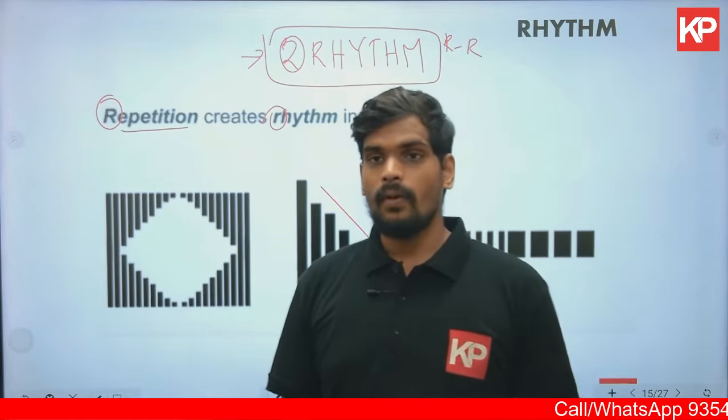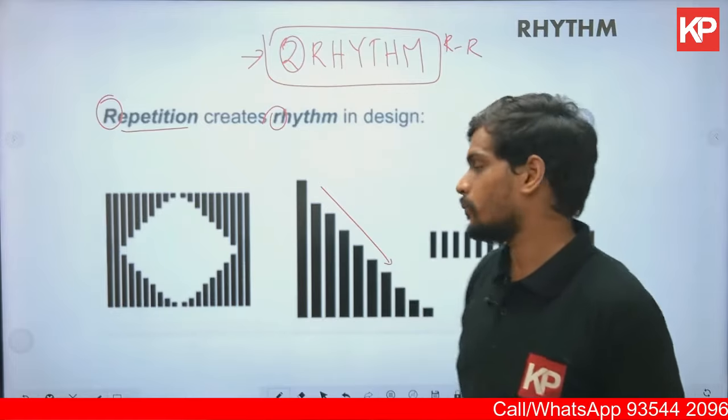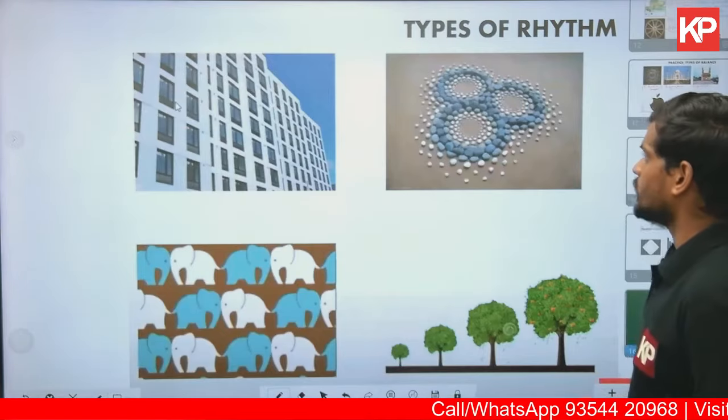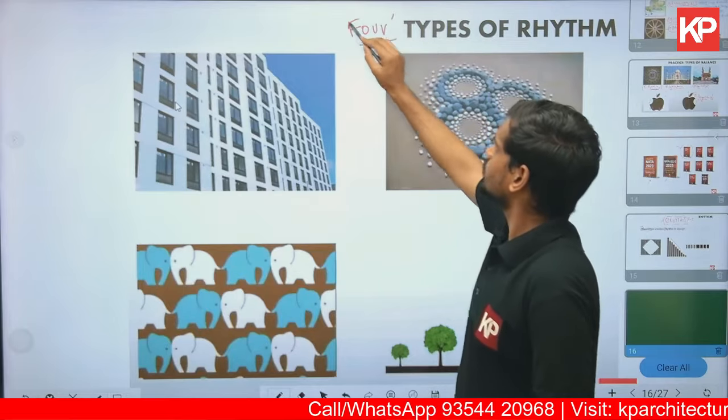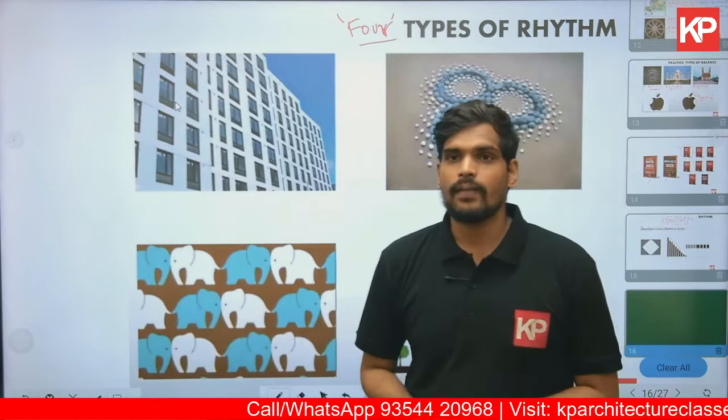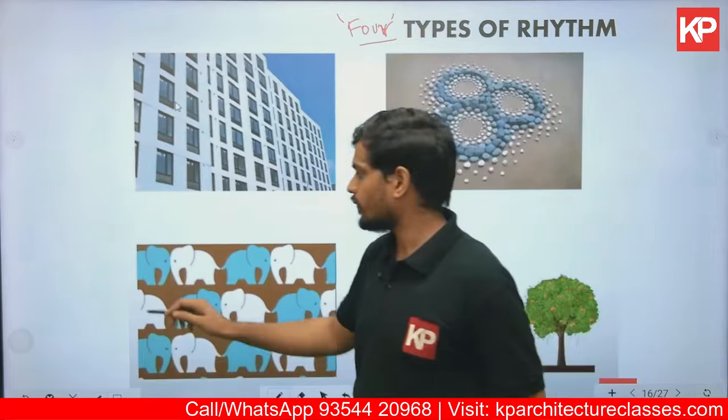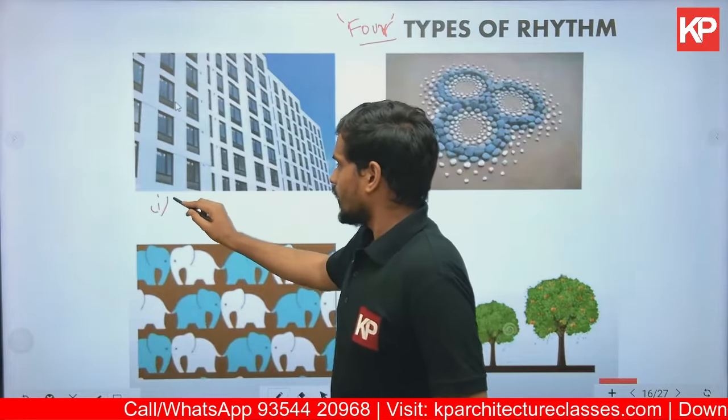Now rhythm can be of different types. So let us look into the types of rhythm. There are 4 types of rhythm. So let us try to understand what are the 4 types of rhythm, starting with the first one. Regular rhythm.